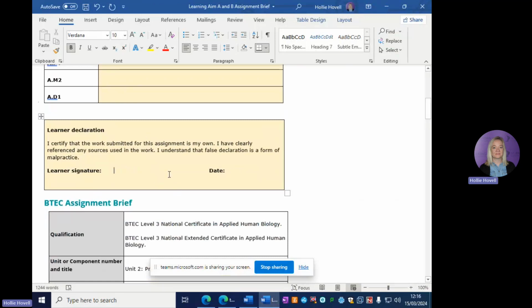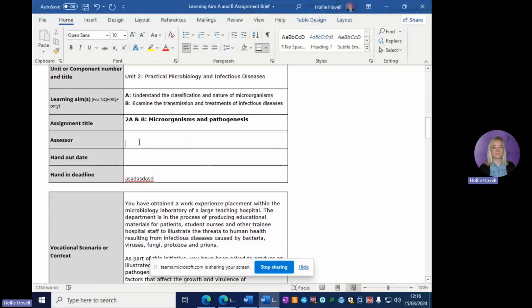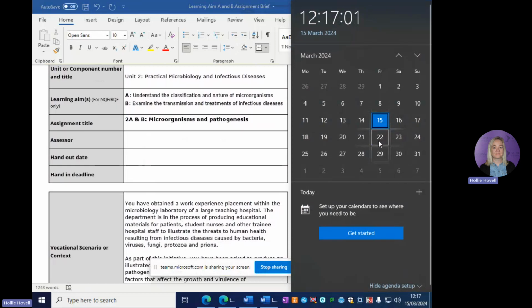You don't have to scan in a signature or anything like that, and then put the date that you filled that in. Then down here, you need to put your assessor name again, your handout date, which is today, 15th of March, and your hand-in date, which again is 2 weeks, Thursday, so will be the 28th of March.